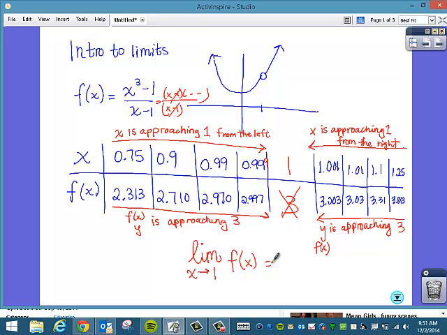The limit of f of x as x approaches 1 is 3. So as x gets closer and closer to 1, f of x is getting closer and closer to 3. This is not saying that (1, 3) is one of our points on our graph. It's just saying that as you get really, really close to x equals 1, your y value is getting really, really close to 3.